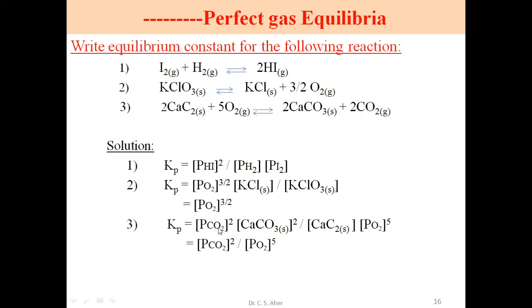This carbon dioxide is in gaseous form, so we have the partial pressure of carbon dioxide raised to power 2. On the reactant side, again we have calcium carbide in solid state and oxygen in gaseous form, so we write the partial pressure of oxygen raised to power 5. We neglect the solid term, so this Kp value depends upon the partial pressure of carbon dioxide raised to power 2 upon the partial pressure of oxygen raised to power 5. So this is the final equation.